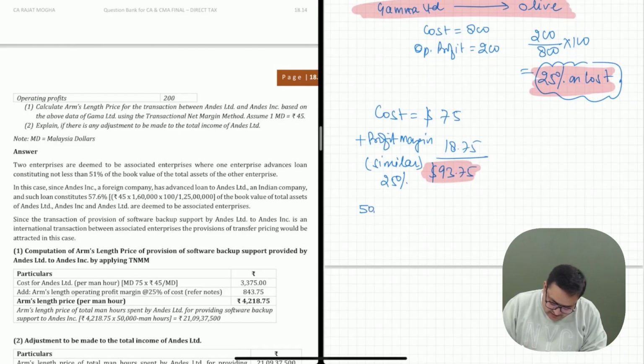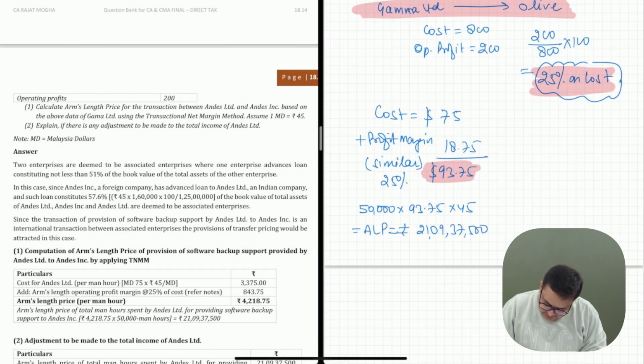See, there are 50,000 hours into 93.75. This much Malaysian dollars we should charge. This is the ALP in Malaysian dollars. Multiply it by 45, so you will get the ALP in rupees. So how much is it? Quite a big number. 50,000 into 93.75 into 45 is 210,937,500. Okay, so this is the ALP.